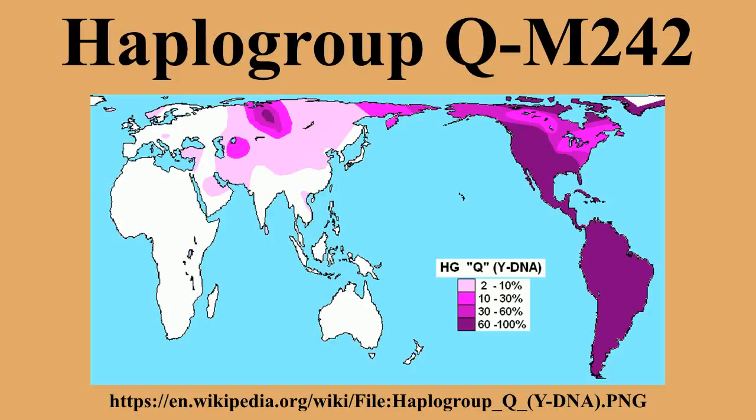The 2015 ISOGG tree. The subclades of haplogroup Q-M242 with the defining mutation, according to the 2015 ISOGG tree, are provided below. The first three levels of subclades are shown. Additional detail is provided on the linked branch article pages.